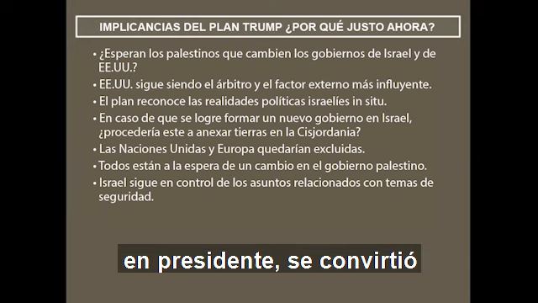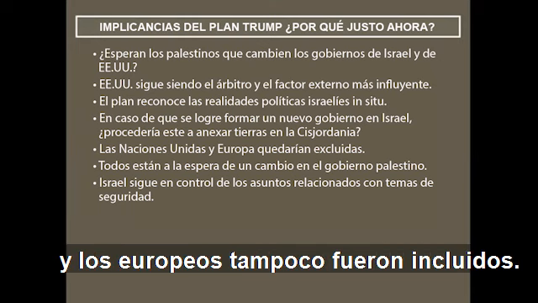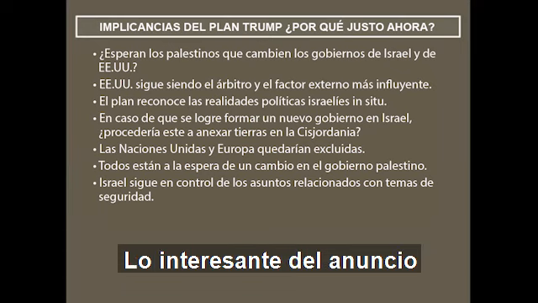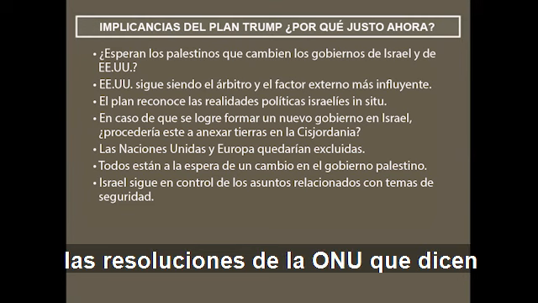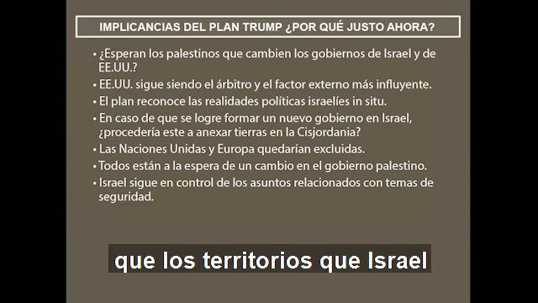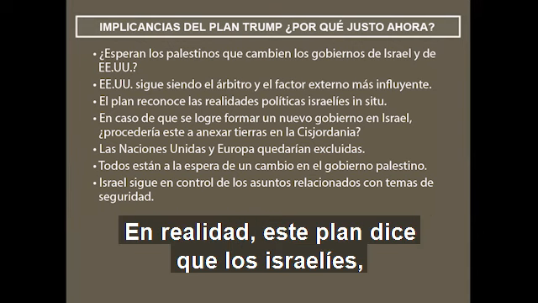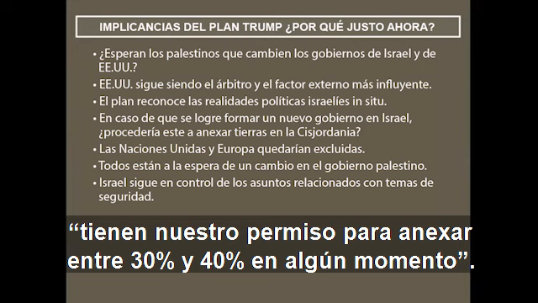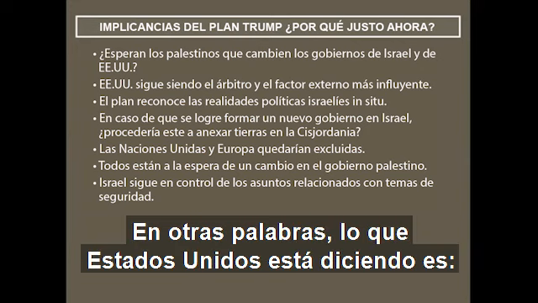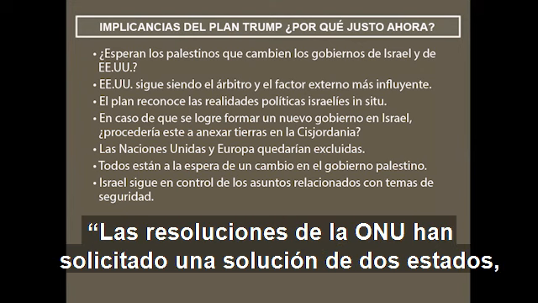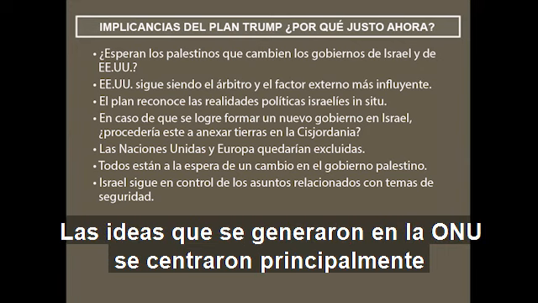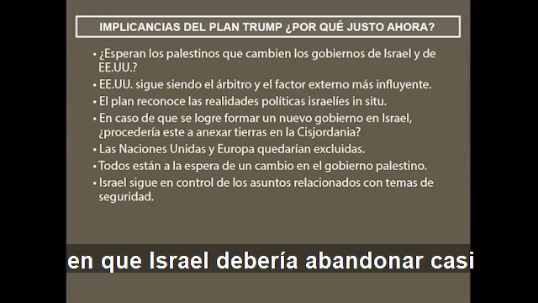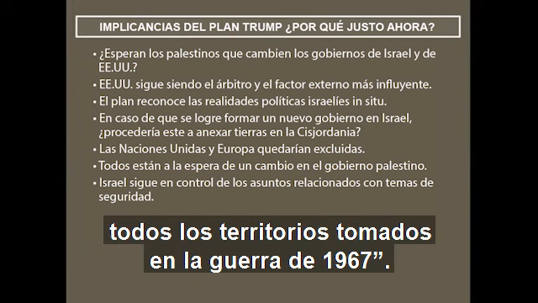And when Jimmy Carter became president, he became the mediator between Begin and Sadat, and the Europeans were also not included. What is interesting in the announcement of the Trump plan is that the Trump plan, by its very pronouncement, is stating emphatically that it doesn't countenance UN resolutions that say that the territories that Israel took in 67 are occupied, because it's actually saying to the Israelis, you may have our permission to annex between 30 and 40% at some point. And what the United States is essentially saying, the UN resolutions that have called for a two-state solution, while this plan calls for a two-state solution, those ideas out of the UN primarily were focused on Israel's leaving almost all the territories taken in the 1967 war.